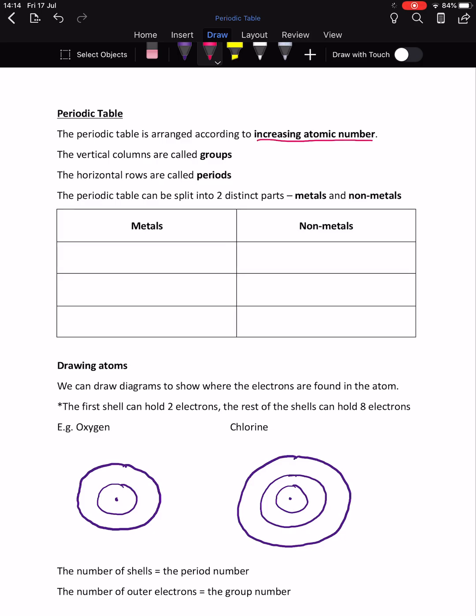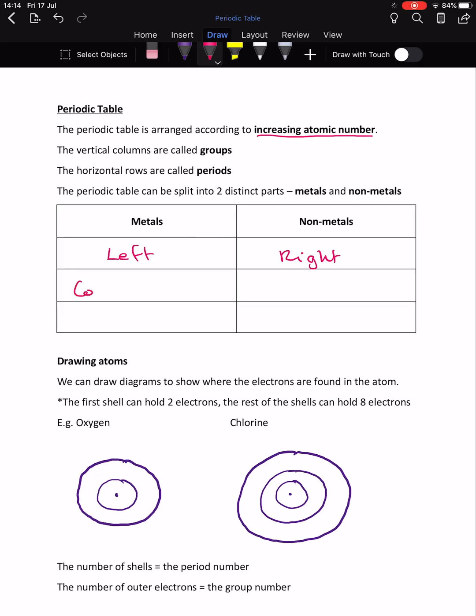The periodic table can be separated into two distinct parts, metals and non-metals. Metals are found on the left of the periodic table. Non-metals are found on the right of the periodic table, and they're separated by the staircase, which you can see really clearly on a periodic table. Metals conduct electricity. Non-metals do not.